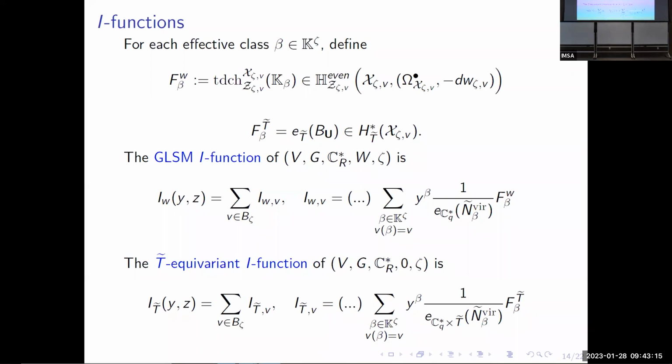But now when the superpotential is 0, we can use T tilde equivariant localization and define the T equivariant I function. And this T equivariant I function has a non-equivariant limit. And moreover, in this case, we can just change the R charges, the C star R action, to make it 0. If we formally let the R charges, which are the weights of the C star action, go to 0, we actually get the I function of a case without superpotential. Okay, so these are the definitions of I functions.